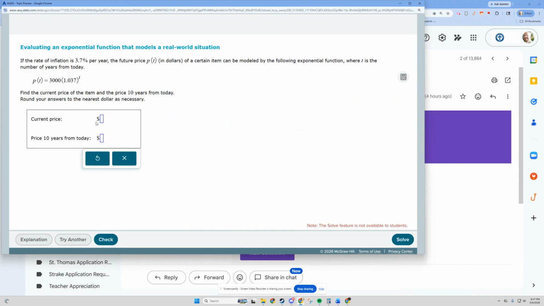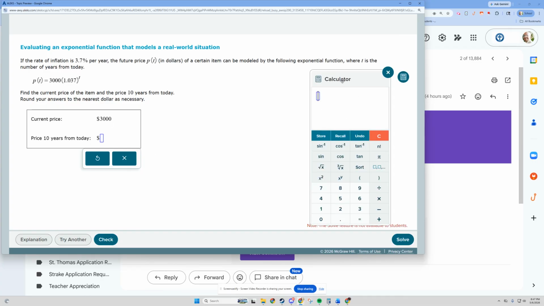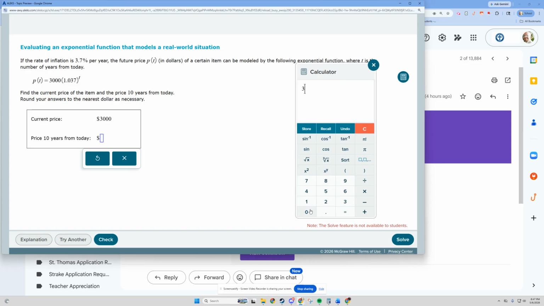So let's just do a bunch of these. So this is 3,000. And 10 years from now, I'm just going to go 3,000 times, I'll even do the parentheses, 1.037. I'm going to raise that to the 10th power. Bang. And I'll just press solve, and that's what we got.